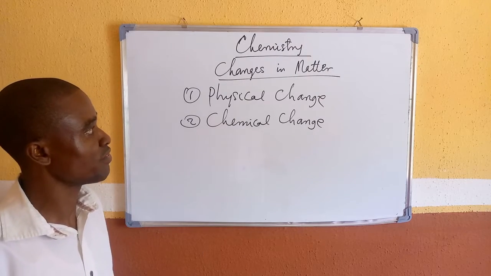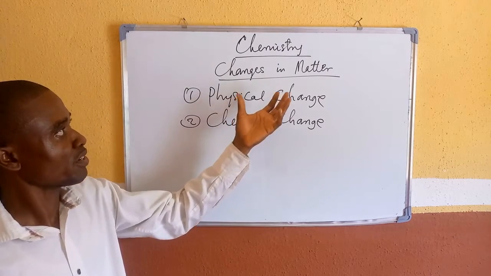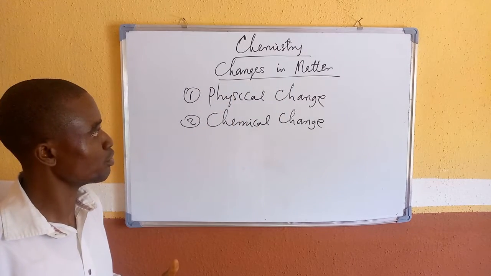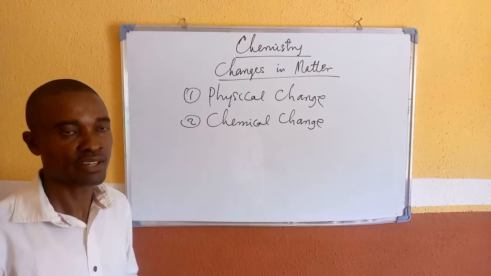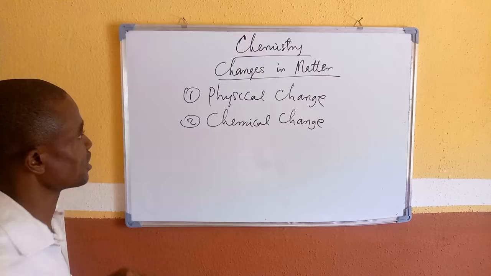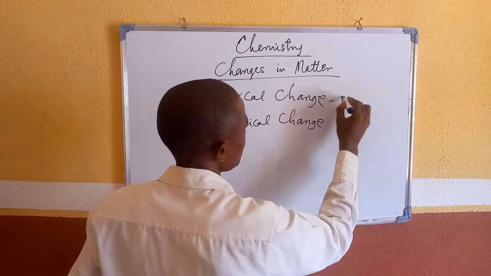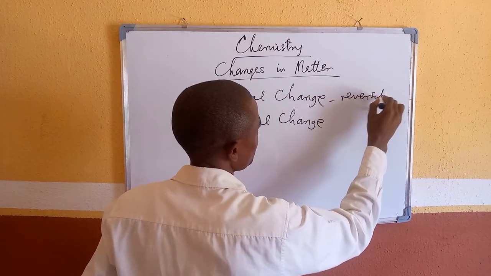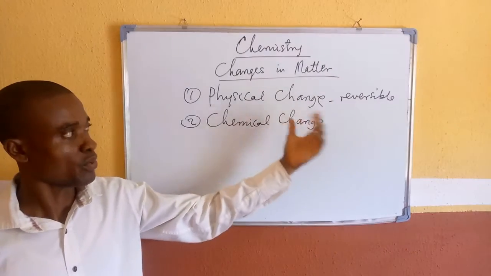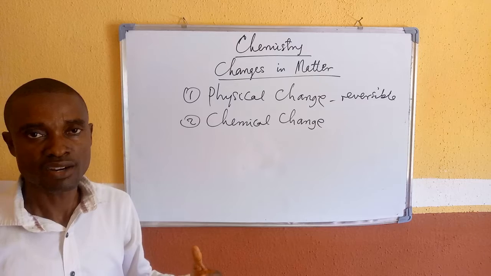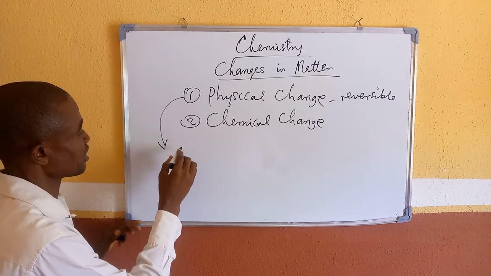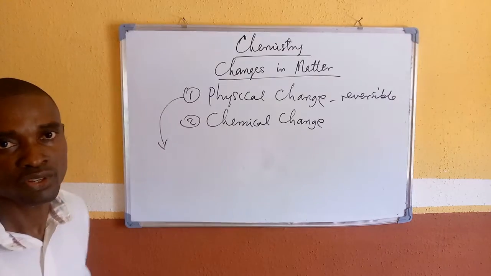By physical change, we are referring to a change involving matter that is reversible. That means you can get it back after the whole process. So physical change is a change that involves what? It's a reversible change. That means a change where you can get the material back. For example, number one example here. One example of physical change is dissolution of common salt.